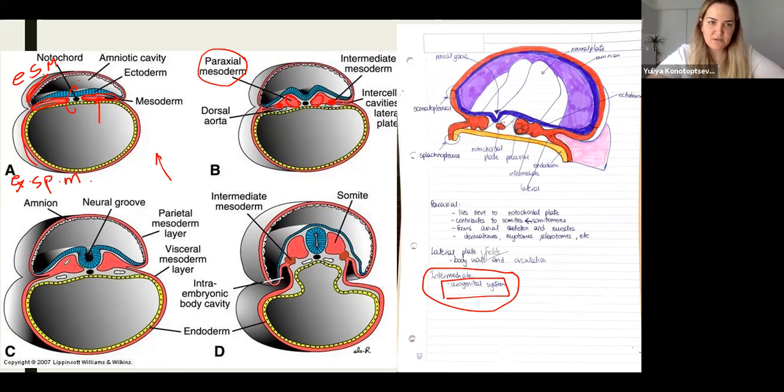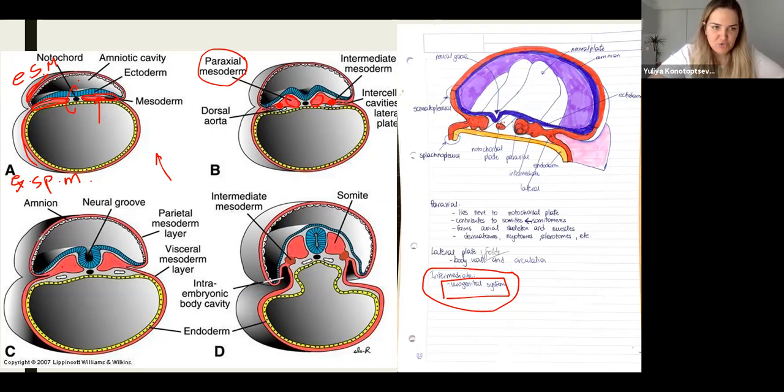Paraxial. Paraxial, right next to it. Intermediate. Intermediate, and the V-shaped one is? Lateral plate. Lateral plate. Notice that the V is very interesting because part of the lateral plate is under the ectoderm. Part of the lateral plate is above the endoderm.